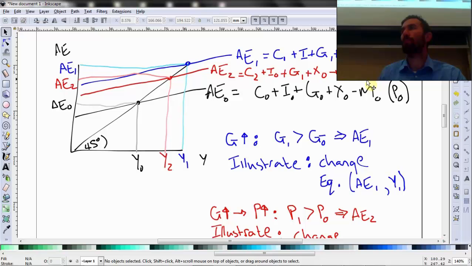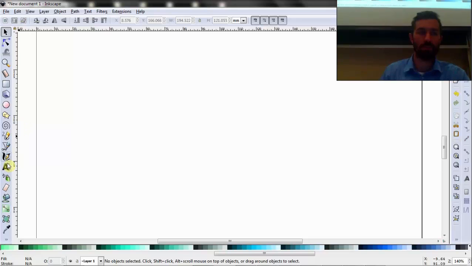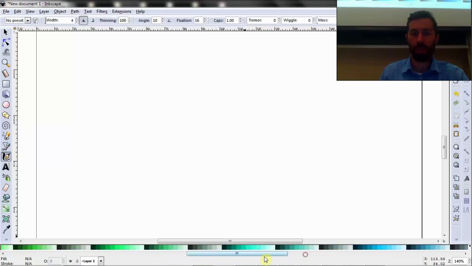If the change in P1 was such that it changed aggregate expenditure to such an extent that the level of aggregate expenditure shifted to below where AE0 was, sure, that could happen, right? That's not usually the case. In other words, to answer your question with a diagram, right?